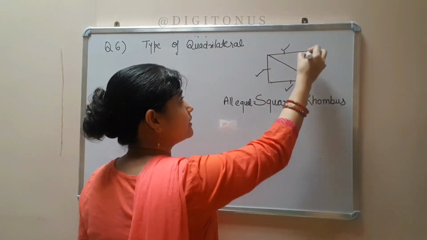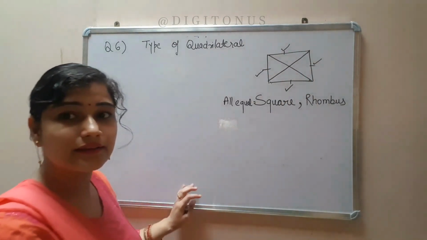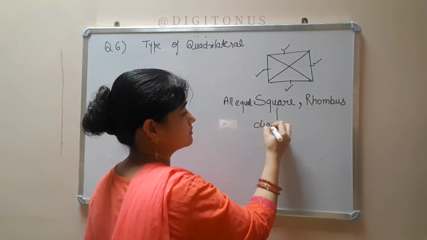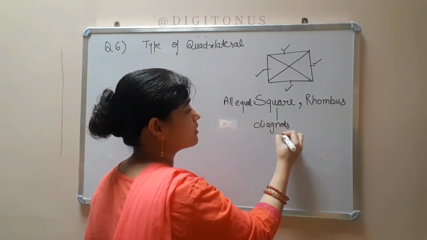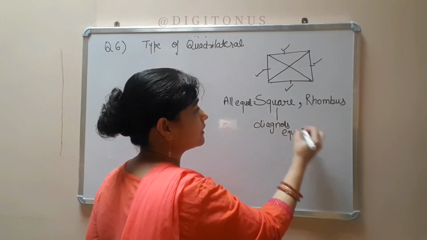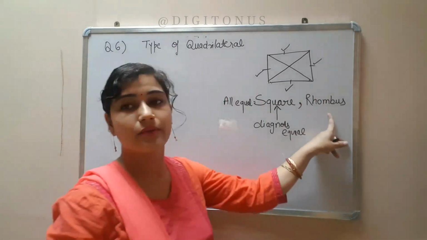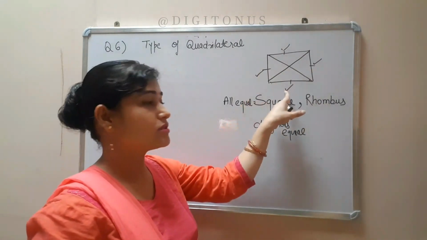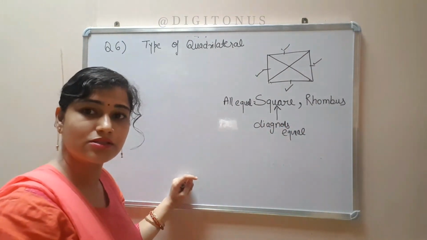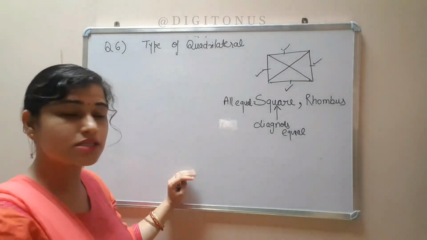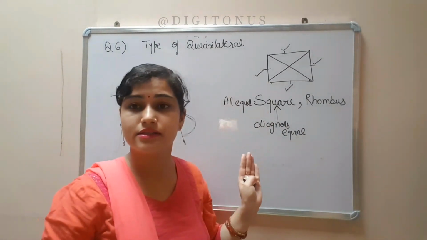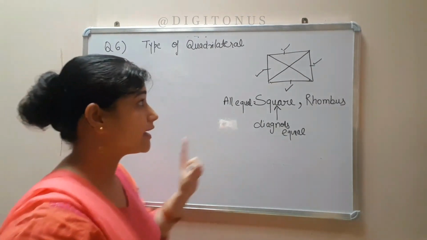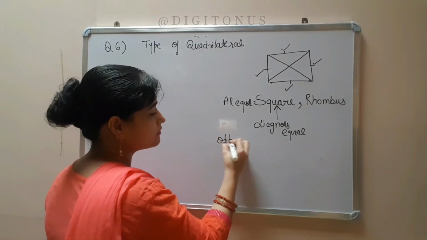After that, we will find the distance of the diagonals. If the diagonals are also equal, then it will be a square, otherwise it will be a rhombus. Is it clear? Don't think that since all 4 sides are equal, it is only a square or only a rhombus. After that, you need to find the distance of the diagonals also, to find out whether it is a square or a rhombus.